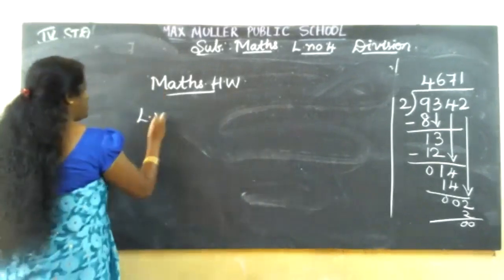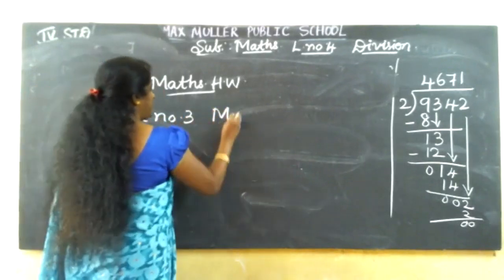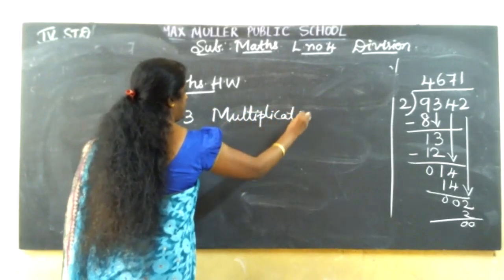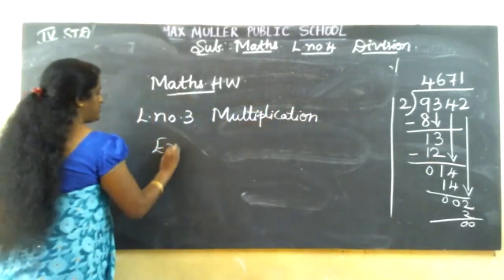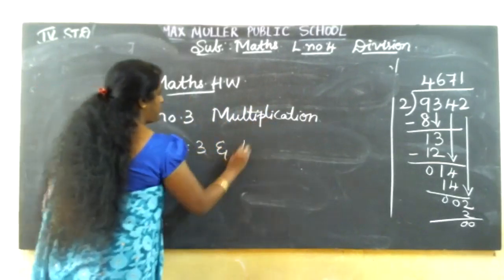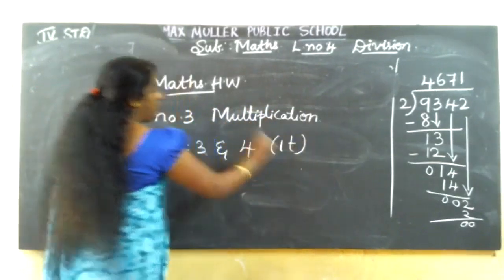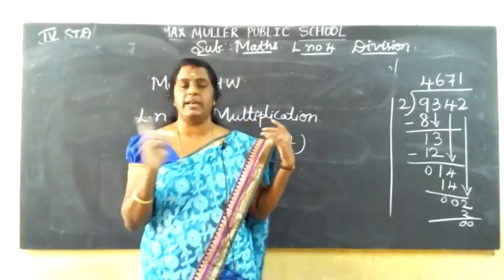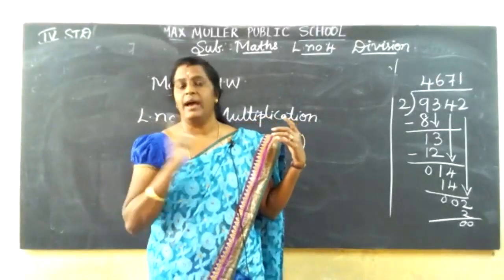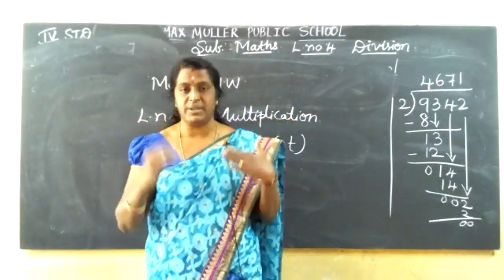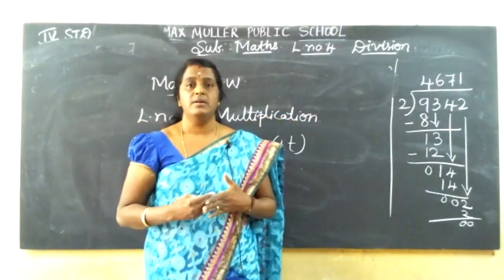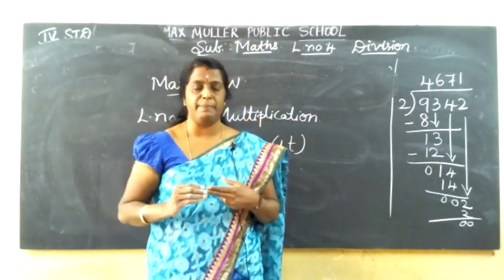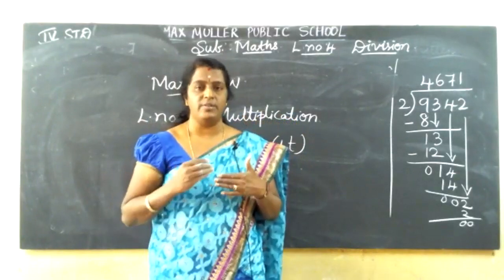Lesson number 3, Multiplication, Exercise 3 and 4. One time: I don't want direct answers. Last time, when you brought direct answers, I did correction. Next time, if you bring the homework for correction, I don't want direct answers. I want the sum step by step. If one table is there, you can write the direct answer. If two numbers are there, I want the step-by-step working, how you did it.